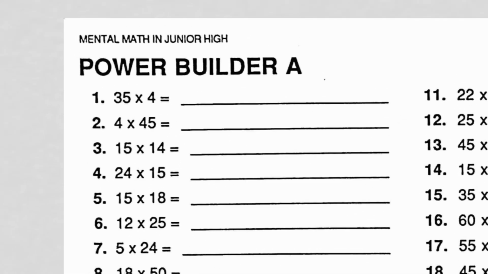So one of the strategies we've done is breaking up the numbers. On number 1, 35 times 4, you could break up 35 into 30 plus 5. And you would do 30 times 4 and 5 times 4. Well, 30 times 4, 3 times 4 is 12, plus the 0 is 120. And then 5 times 4 is 20. And that gives you 140. So that's one strategy you could use there.